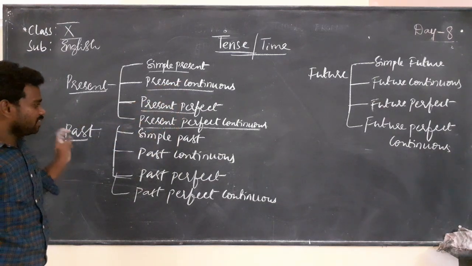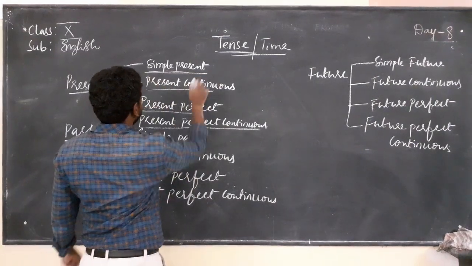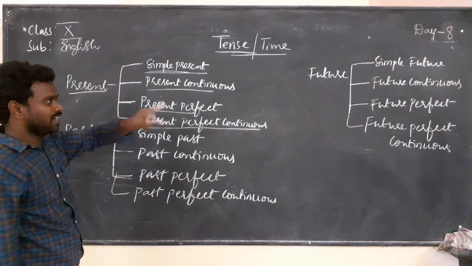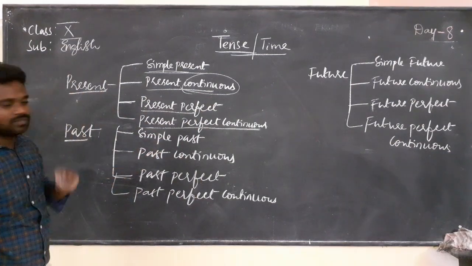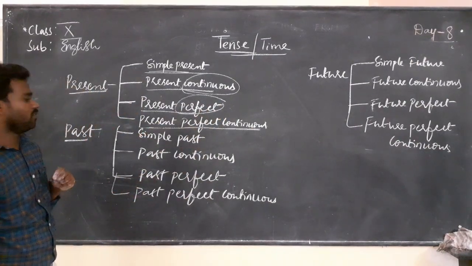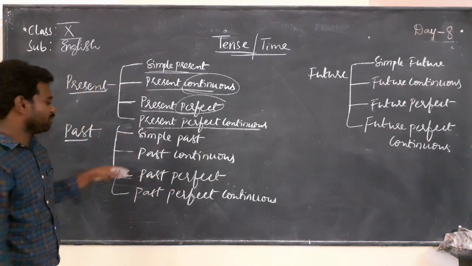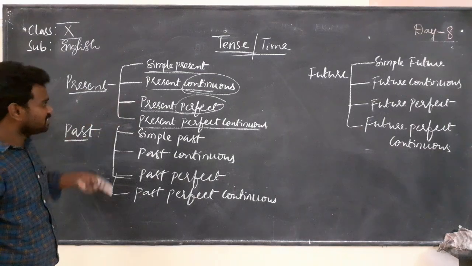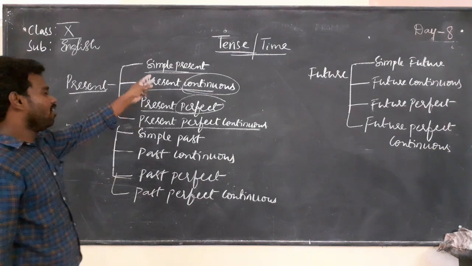So first, I am going to teach you all the simple tenses at a time. First simple present, next simple past, next simple future. Later all the continuous tenses: present continuous, past continuous, future continuous. Next again all the perfect tenses: present perfect, past perfect, and future perfect. And later I teach you all the perfect continuous tenses: present perfect continuous, past perfect continuous, future perfect continuous. In this structural way, I am going to teach you all the tenses.